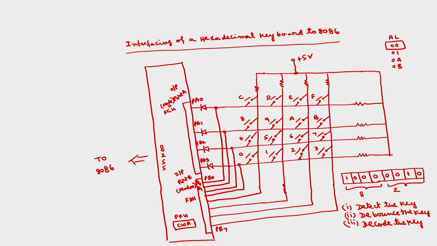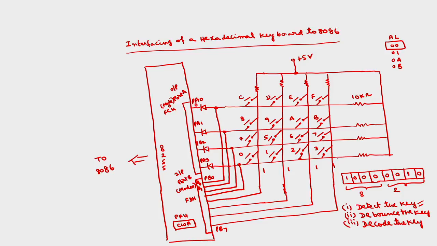Okay. So the basic process for detecting the key will be, you output a 0 on any of these ports. If I output a 0 here, let us first assume that all the keys are open, no key is pressed. So what will be the value here? Because this 5 volts is there, through this resistor, normally 10 kilo ohms, it will be connected here. So here you will get 1111.